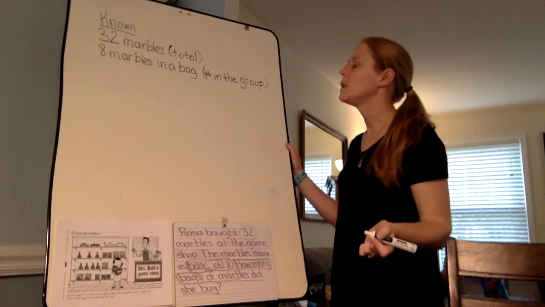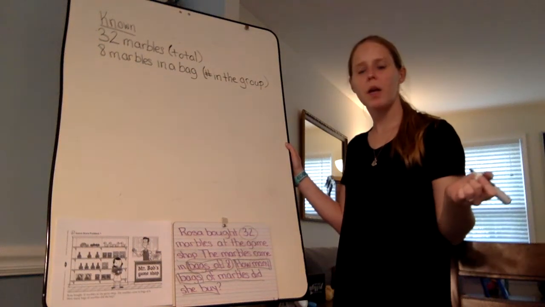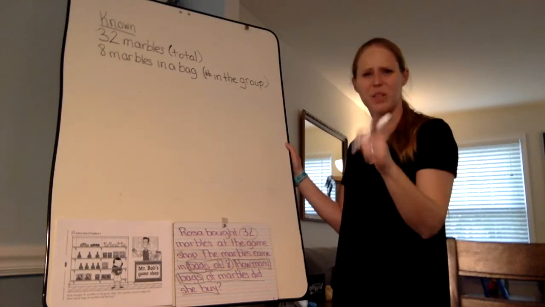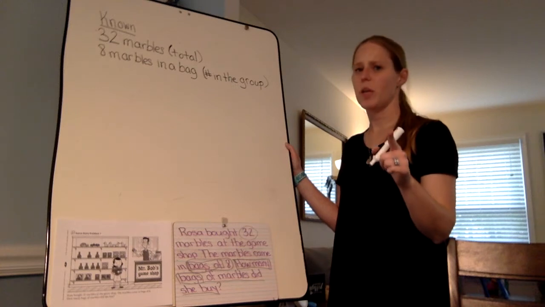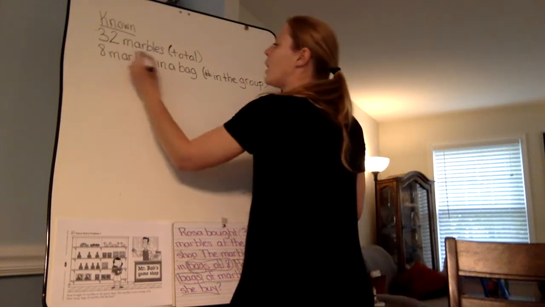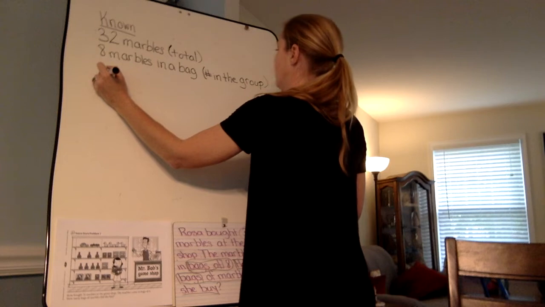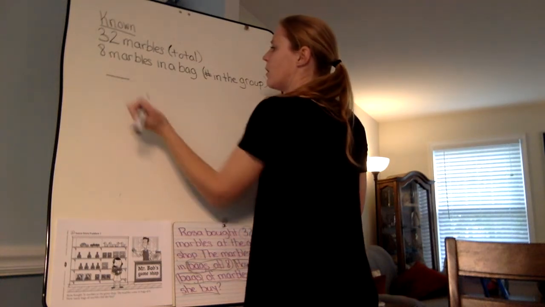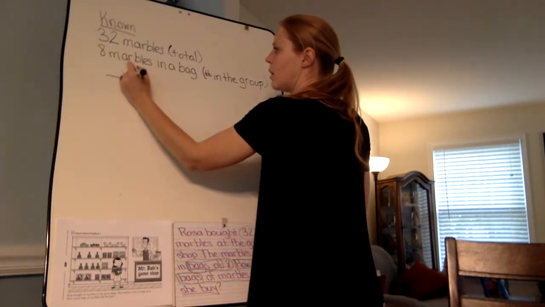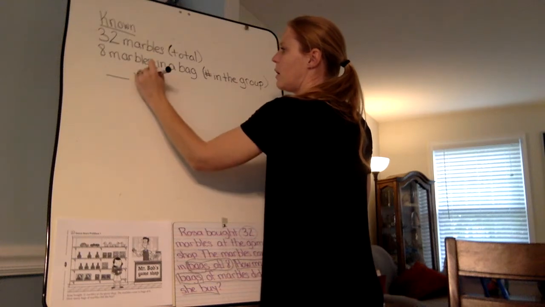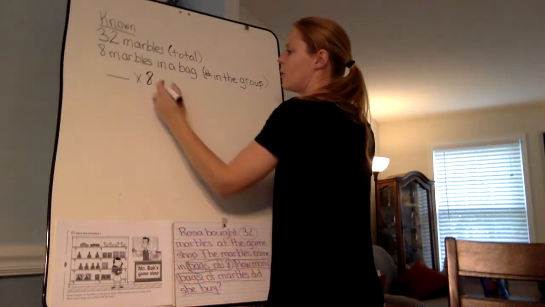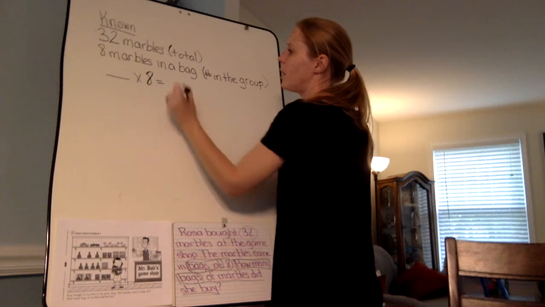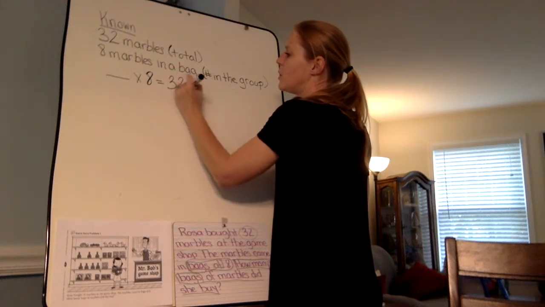So what am I missing? Do I know how many groups I have? I don't. So if I were to write this as a multiplication equation, I would say I have blank for my group of 8, because I know I have 8 in the group, and I know I have a total of 32 marbles.